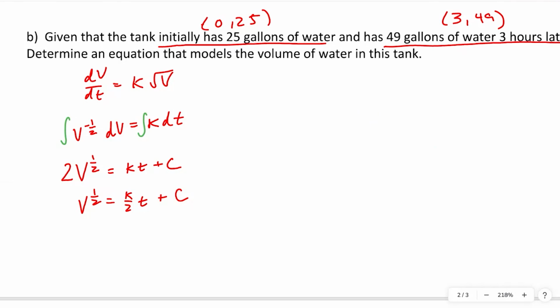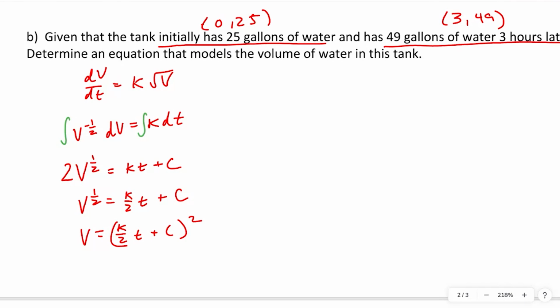All right, so finally we're going to square both sides. So we have V equals k over 2 t plus c, quantity squared. So that would be our general solution, but we're going to need the particular solution. So we need c and we need k.